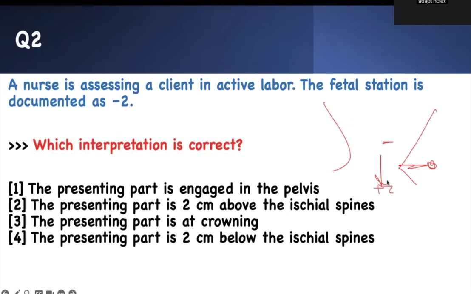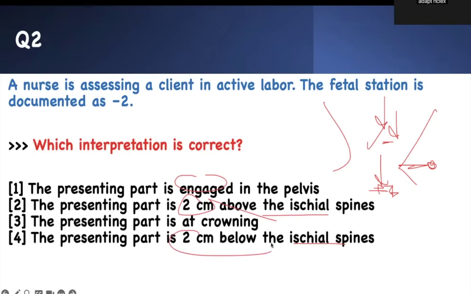I went for the buzzword. I said what? Interpretation. And I said what? Fetal station. I understand what fetal station means. And fetal station in this situation is with respect to what? The ischial spine. If you are negative, you are above the ischial spine. If you're positive, you are below. Therefore, she's negative. What do you think? The answer choice, like I said, is popping. Engaging is the beginning, 2 centimeters above the ischial spine.